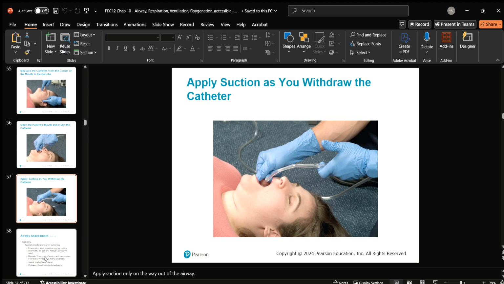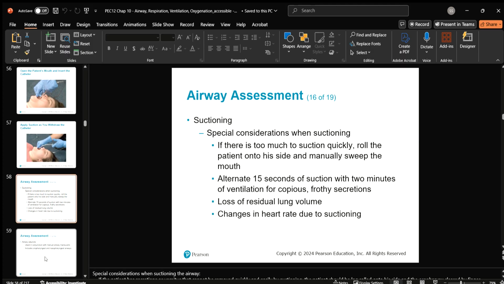How do we suction? Left to right, sucking everything up. We move in that crisscross pattern, backing up out of the mouth. Only apply suction as we withdraw. All right. Moving on.